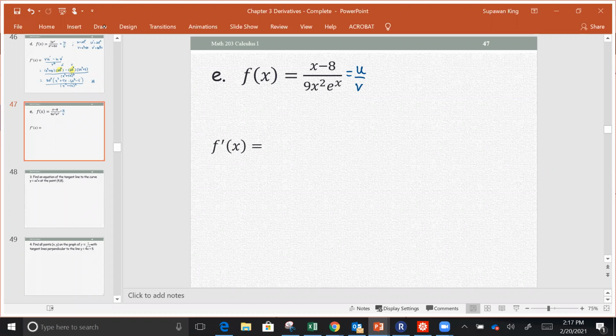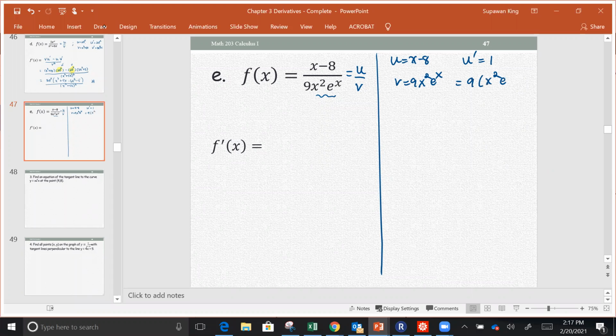First of all, the main part is in quotient form. So we're going to use the quotient rule, and then the product rule will be applied when we find the derivative of the denominator. u equals x minus 8, u prime is 1. For v equals 9 x squared e to the x, or 9 times x squared times e to the x.